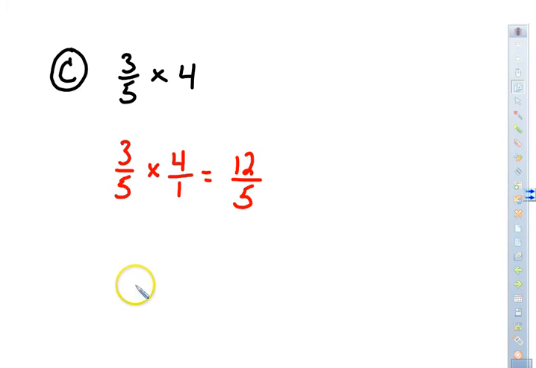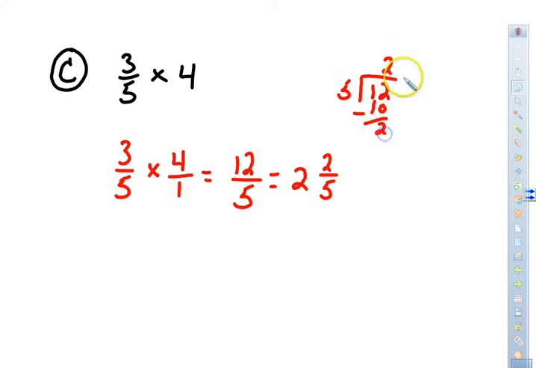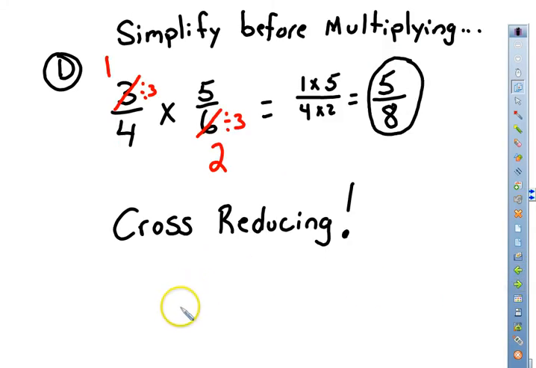Now we have an improper fraction, so we're going to have to reduce this. So we ask ourselves how many 5s go into 12, which are 2 wholes, which gives me 10. And 10 from 12 is 2, and 5 remaining. So again, that looks like this for our reducing. 5 goes into it 2 times, which is 10. Subtract, 2 left over, so I get 2 and 2/5. Okay? Let's take a look at our next problem.